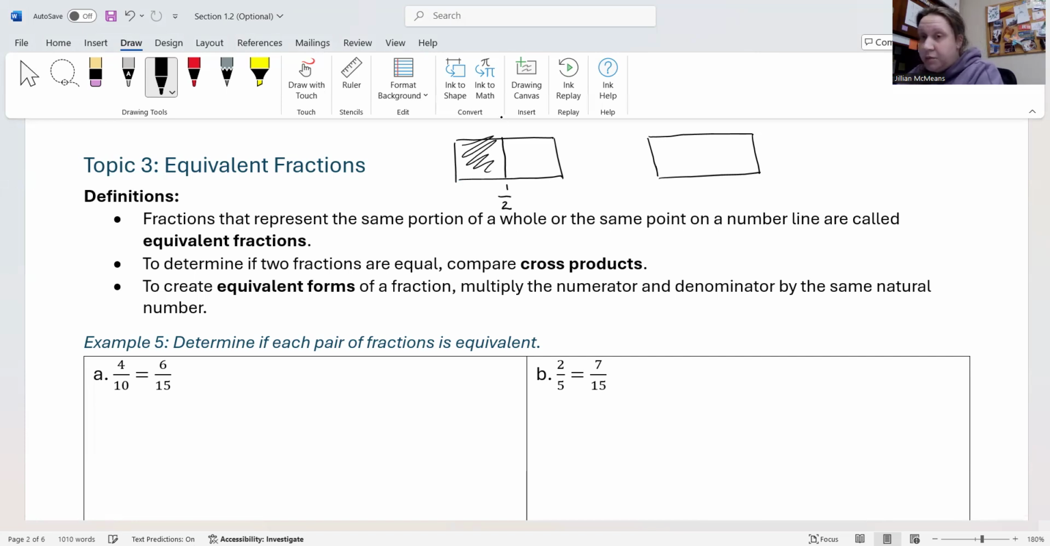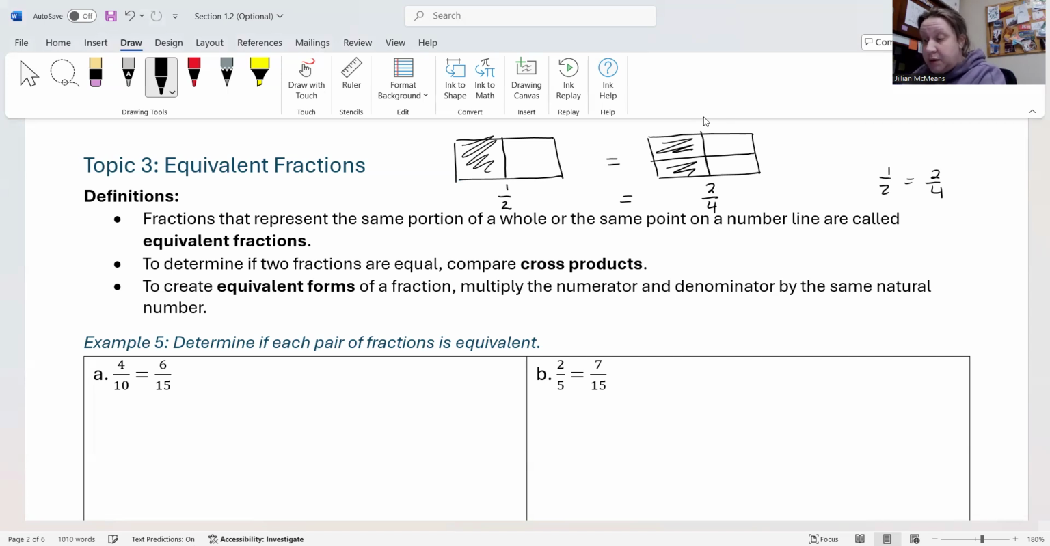Let's say Hershey bar number 2 goes to you, and your Hershey bar was split into 4 equal pieces, and you ate 2 of them. So you ate 2/4 of your Hershey bar. Did one of us eat more or less than the other? No, we both ate the exact same amount of chocolate, okay? So because we ate the same amount of chocolate, that means these 2 fractions, 1/2 and 2/4, are equal to each other. So they represent the same amount. They look different, but they represent the same amount, okay?